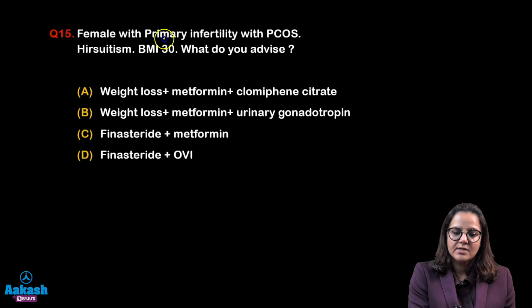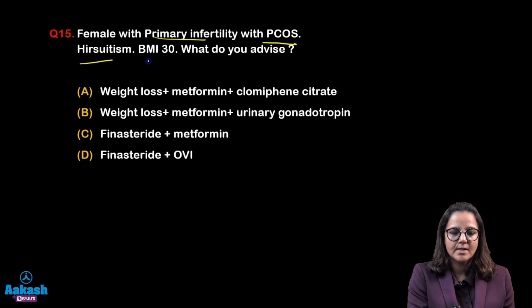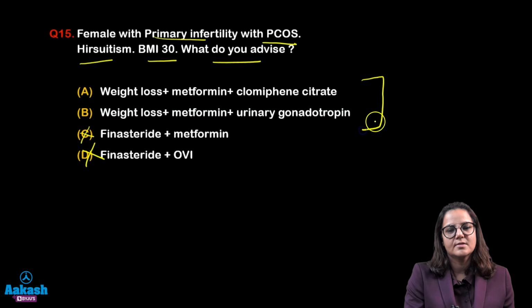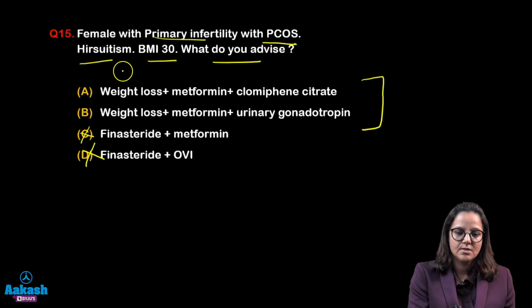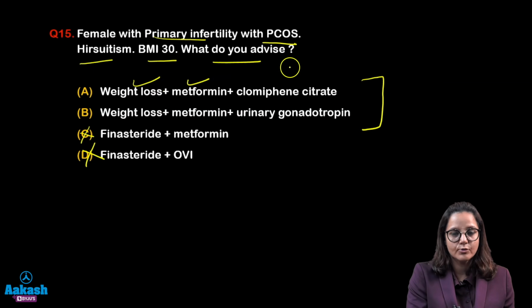Female with primary infertility with polycystic ovarian syndrome. She has hirsutism, BMI is 30. How do you advise her? She wants to conceive. So going through the question, finasteride metformin is generally not given. So finasteride ovulation induction also not given. These questions, option A and B are a little confusing. So weight loss and metformin, definitely going to go ahead with that.